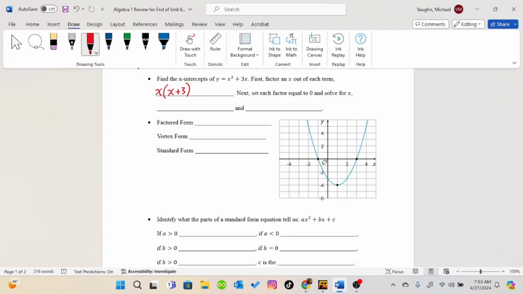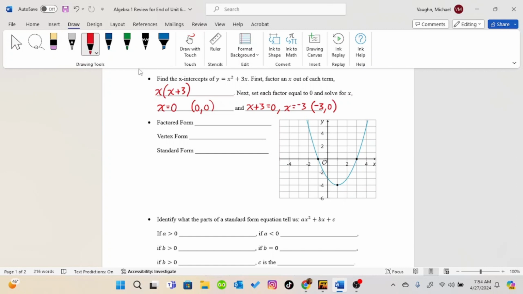Now, set each factor equal to 0 and solve for x. So we have x equals 0, so we have an intercept at the origin. Then set x plus 3 equal to 0, and we know that x must be -3 because -3 plus 3 equals 0. Now we know that the other x-intercept is at -3, 0.